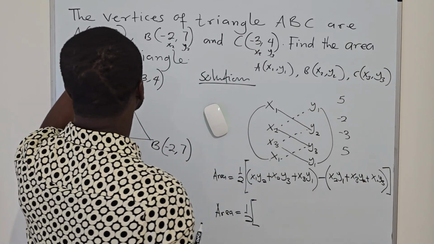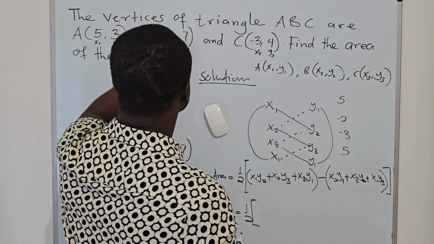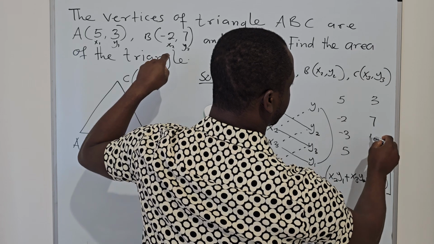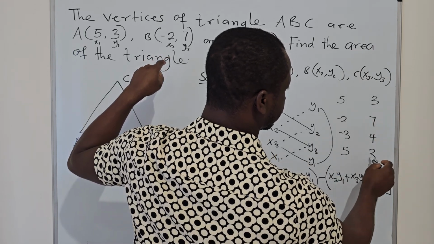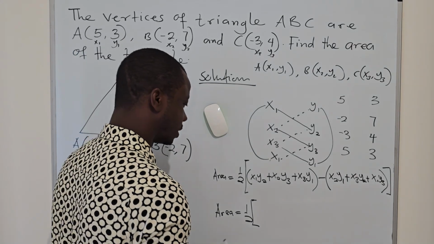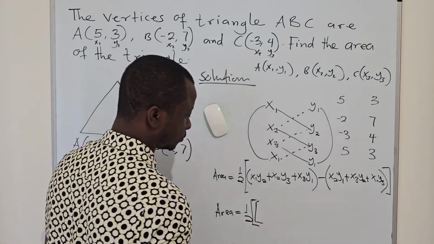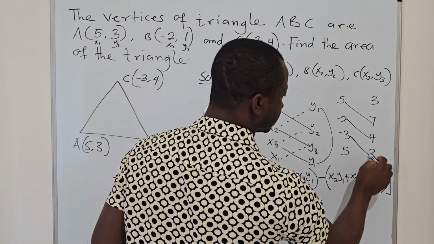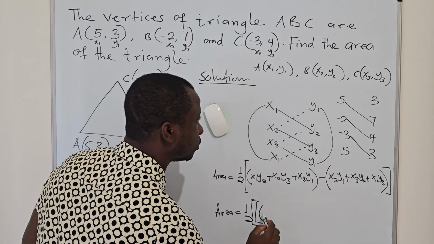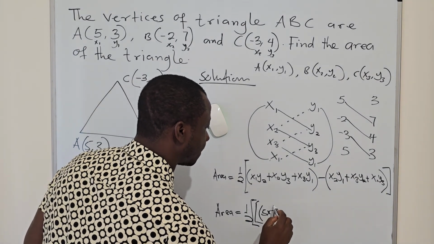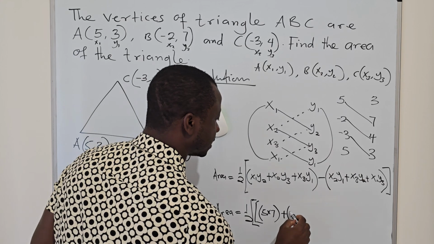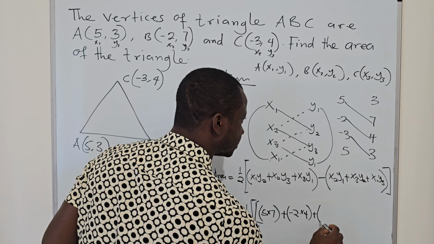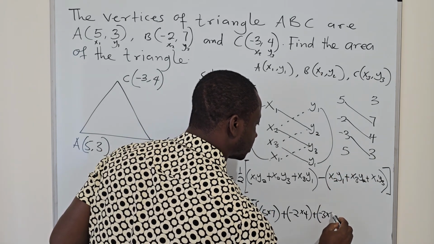Now let's go to the y component. So 3, 7, 4. So we started with 3, 7, 4. Then you have to repeat this 3 here. Now you are going to multiply it to get the answer. So 5 will go for this, -2 will go for this, -3 will go for this. So I will have open bracket 5 times 7 plus -2 times 4 plus -3 times 3.